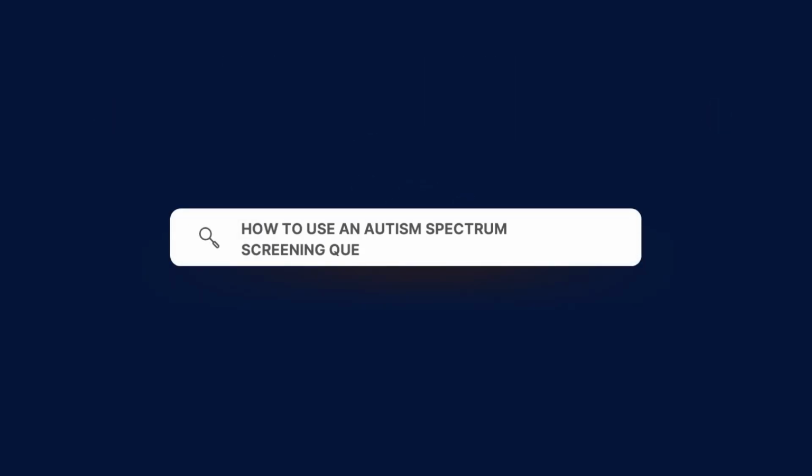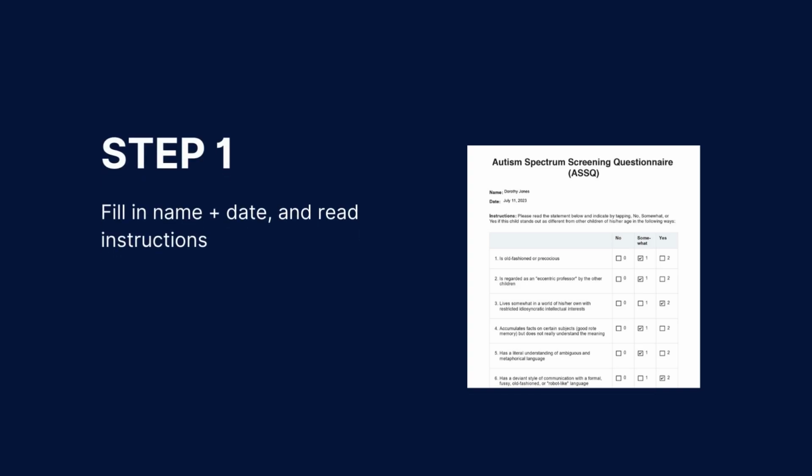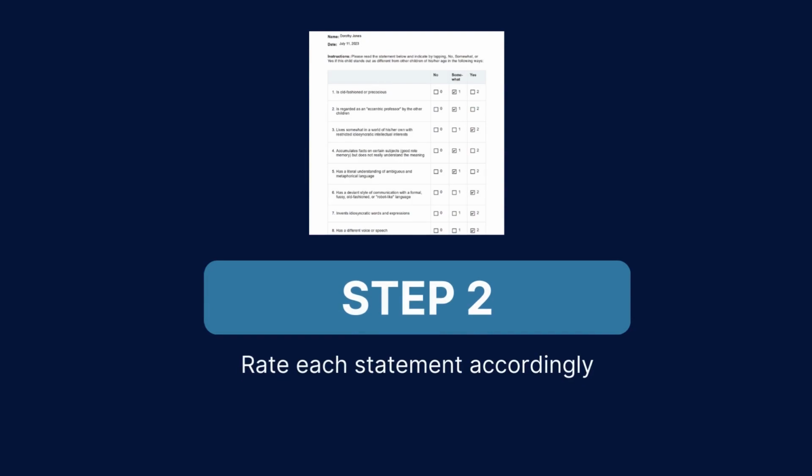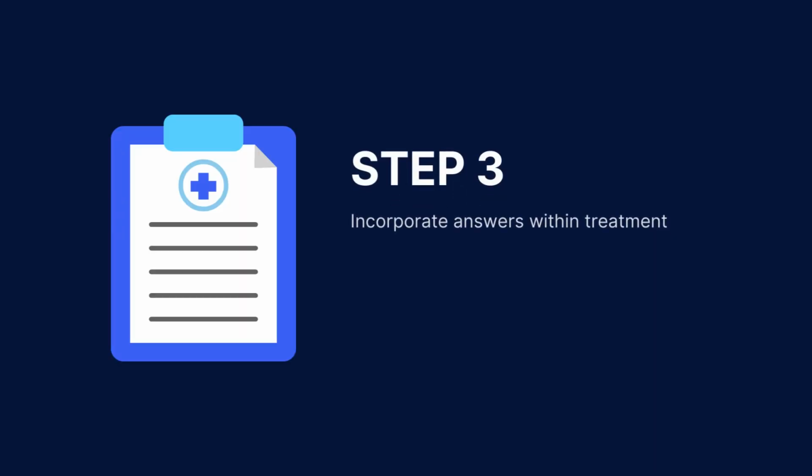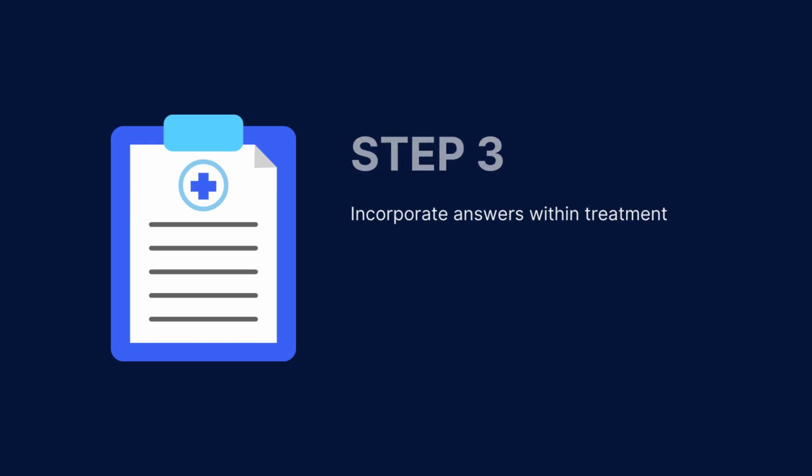How to use an autism spectrum screening questionnaire. The first step is to fill in the name and date and then read the instructions. You'll then need to rate each statement accordingly. The final step is to incorporate the answers within treatment for effective interventions.